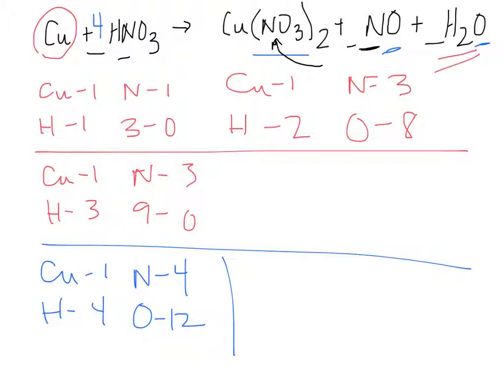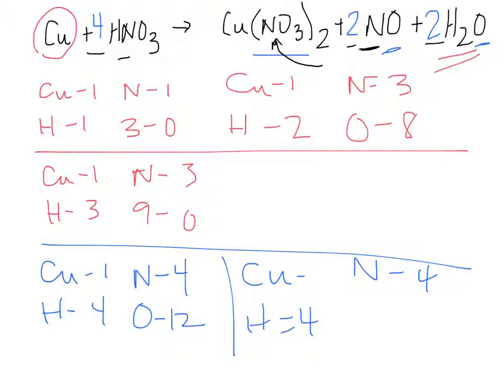So let's see, to get H is the easy one. There's only 1 on the right side. So let's put a 2 in here, because that's going to fix our H's. And then our N's, if we want 4 of them, we've got 2 in here, so let's try throwing a 2 right there and see what numbers that gives us. So Cu is going to be 1, H is going to be 4, N is now 4. Alright, so we've got some good numbers here.